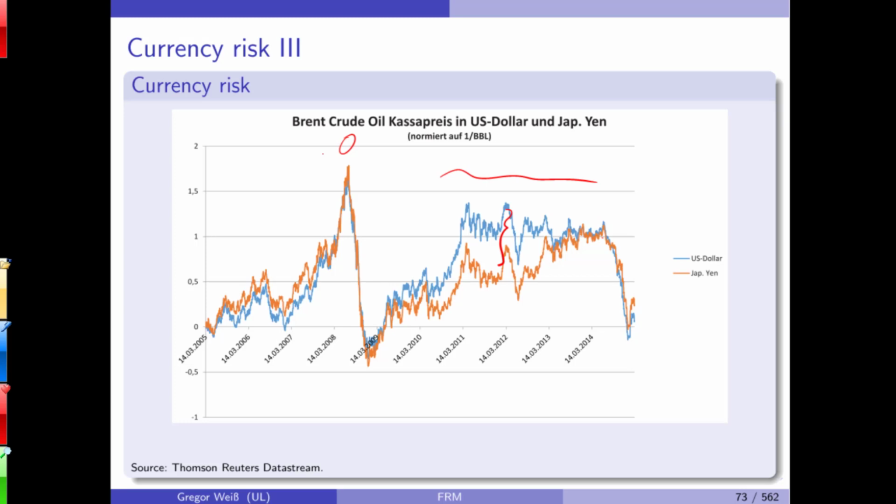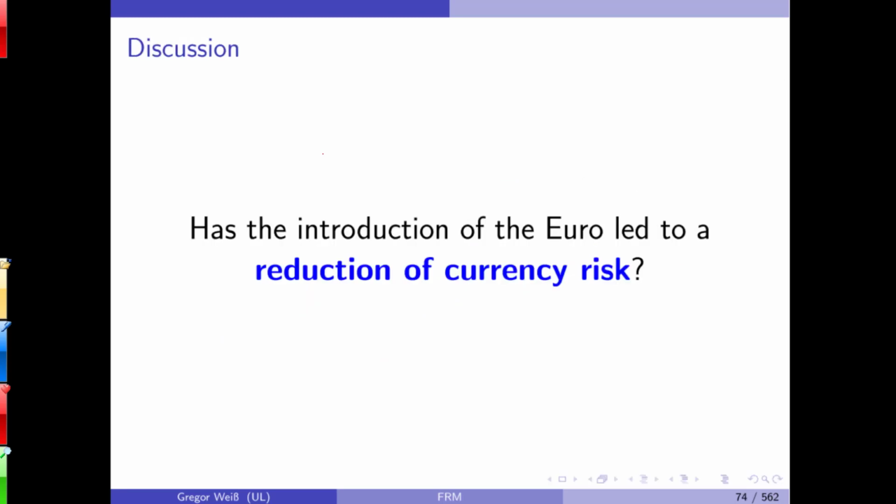So currency risk and commodity risk are usually linked. Now, has the introduction of the euro led to a reduction of currency risk? What do you think?